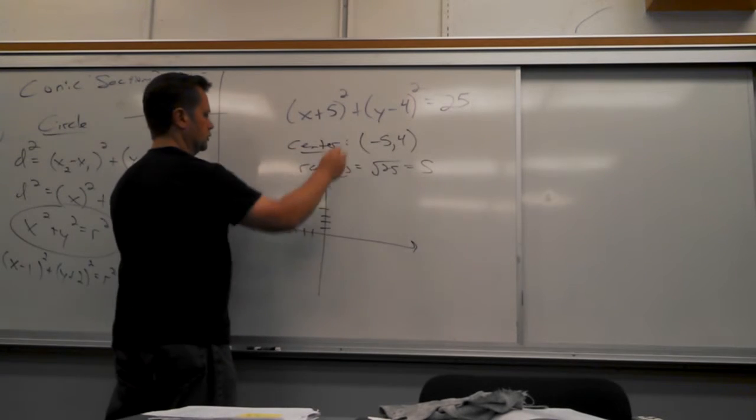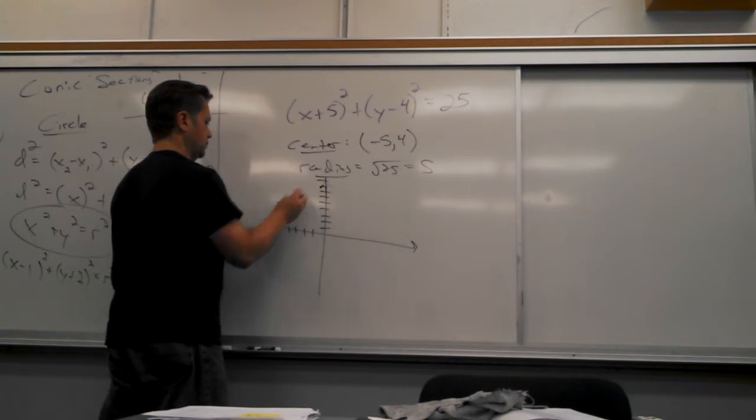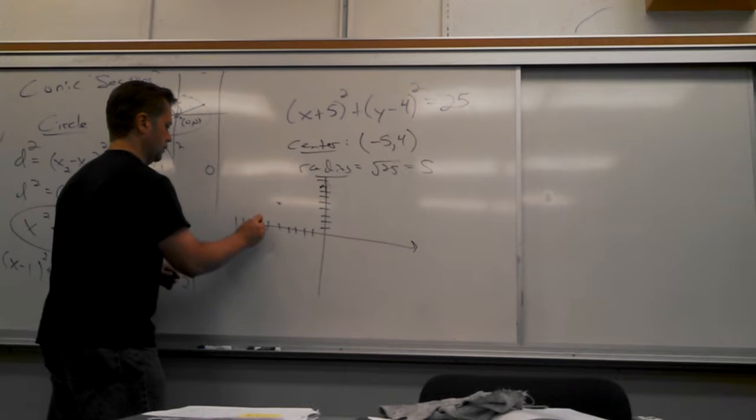Now, the radius here was 5, right? Jeff, why'd you do that to yourself? 1, 2, 3, 4, 5. This is the worst example. Oh well, too bad, Jeff. You get the idea.